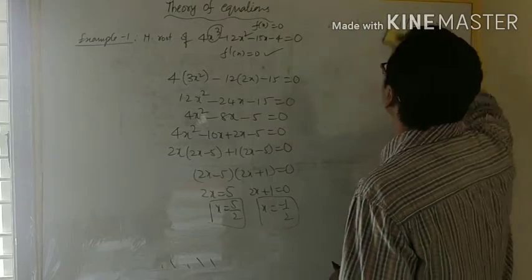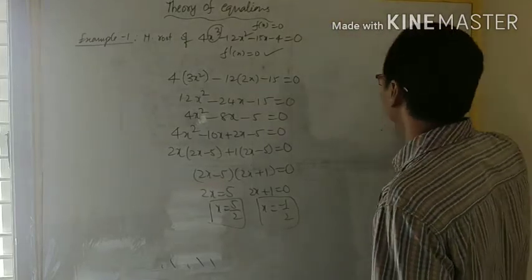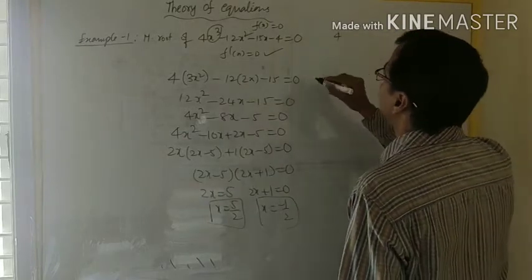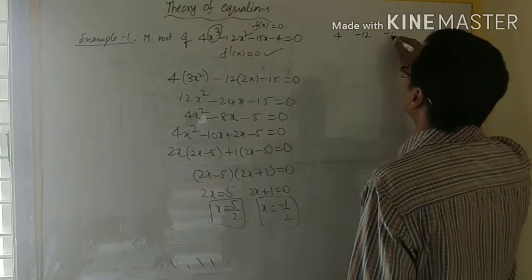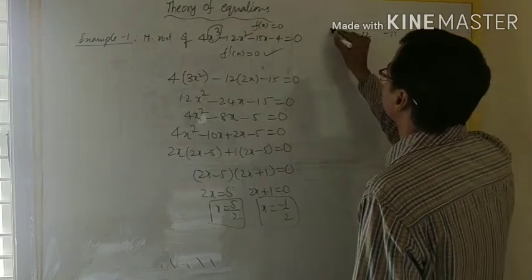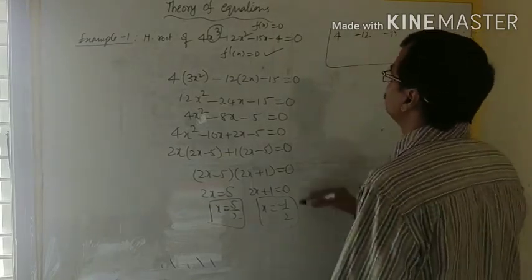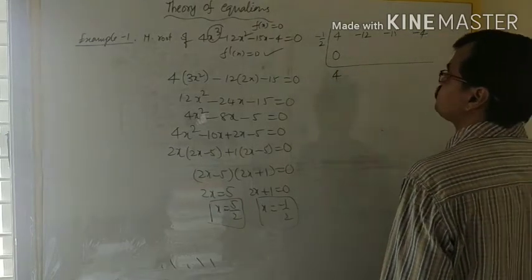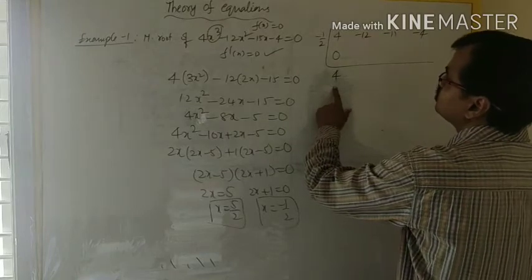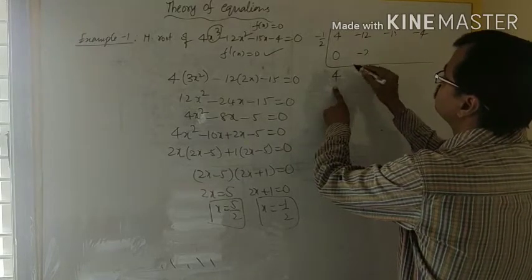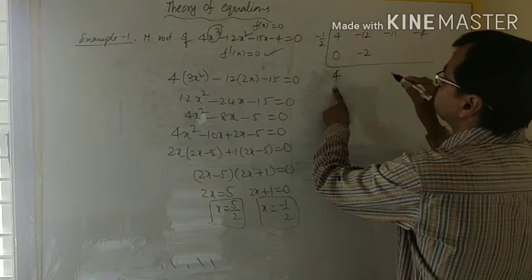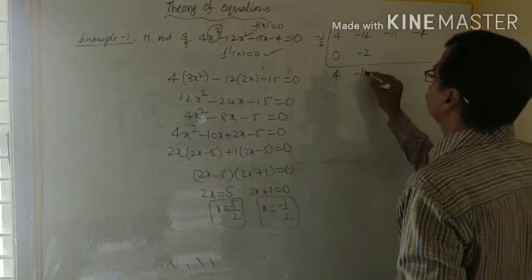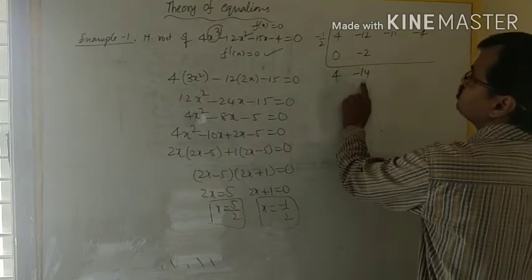So if you want, you can verify it clearly. Minus 1 by 2 we got now. I am taking the coefficients of f of x equal to 0: 4, minus 12, minus 15. With minus 1 by 2: 4, then minus 1 by 2 into 4 is minus 2. Minus 12 minus 2 is minus 14. Minus 1 by 2 into minus 14 is 7.